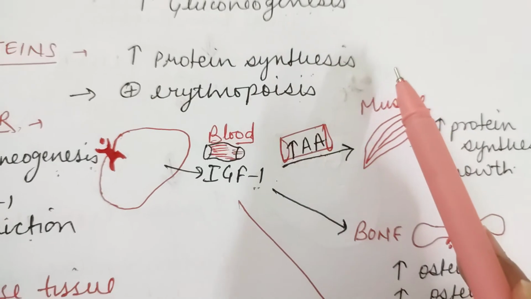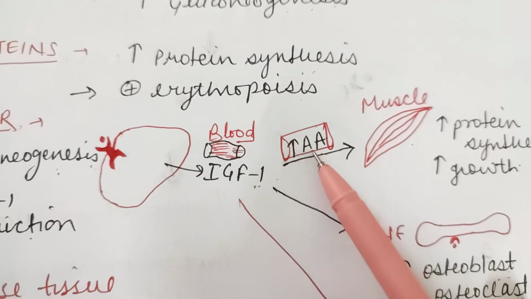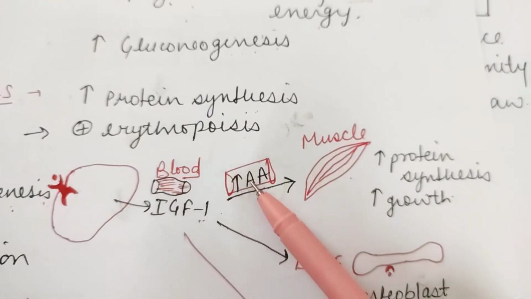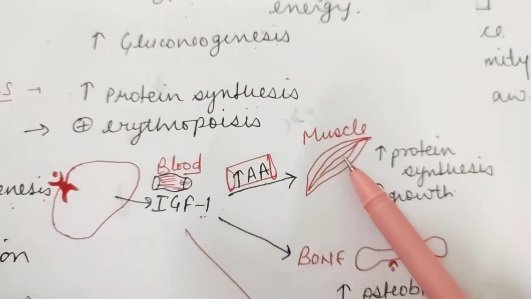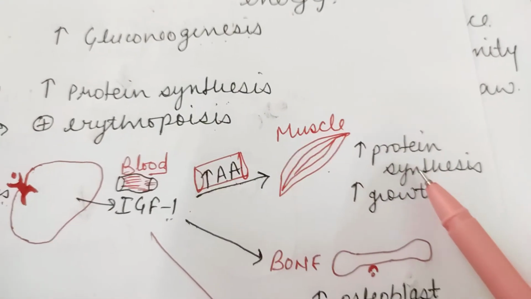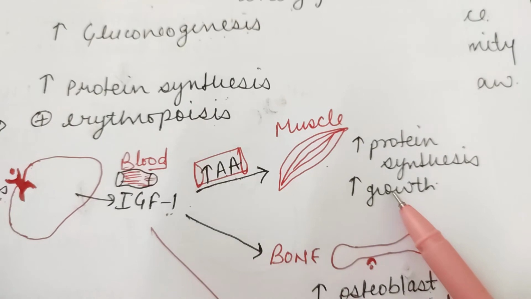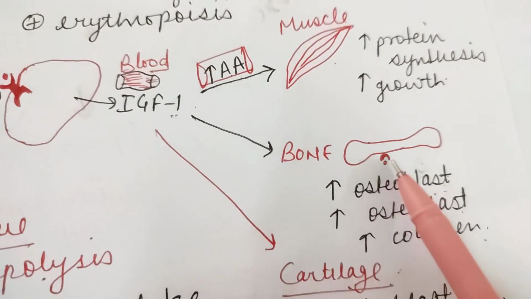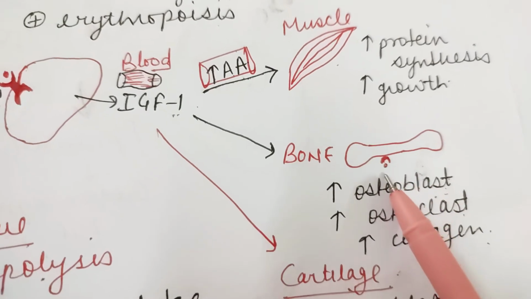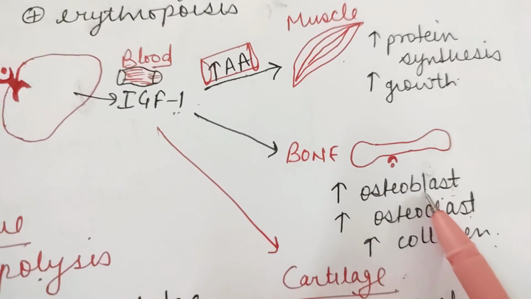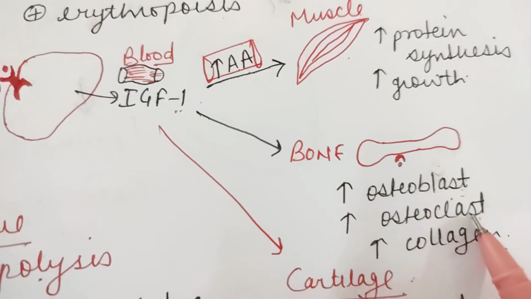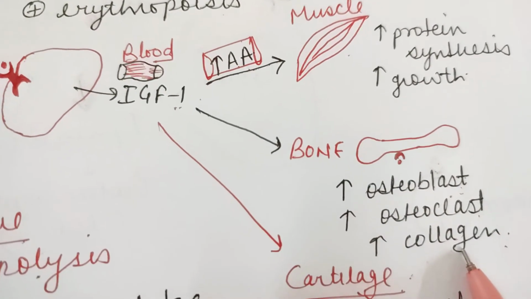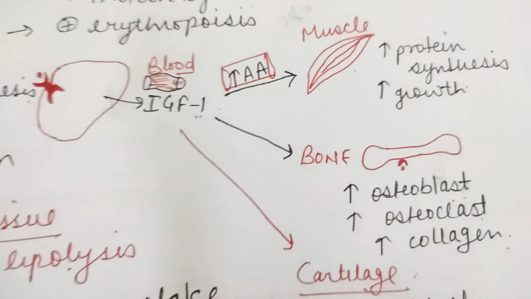So what will be the next stimulus? There will be an increase in amino acids. So what happens is they take up these amino acids, transfer them to muscle and increase protein synthesis in muscle. So muscle growth is done by GH. It acts on some receptors on bone, and it increases osteoblast formation, osteoclast formation, and increases collagen formation. So it is responsible for bone growth.